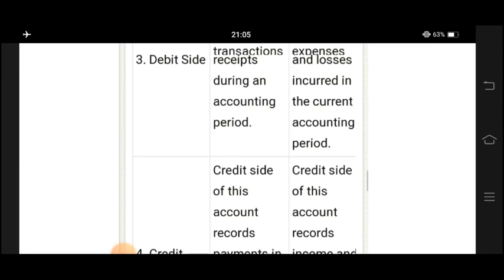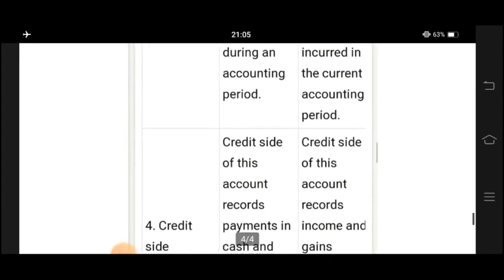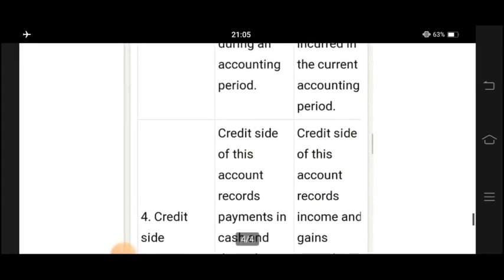And when we talk about the credit side of both these accounts, the credit side of the income and expenditure account will be the income and gains of that particular organization over a period of time. But when we talk about the receipt and payment, all the payments that have been made by the organization over the period will be recorded on the credit side.